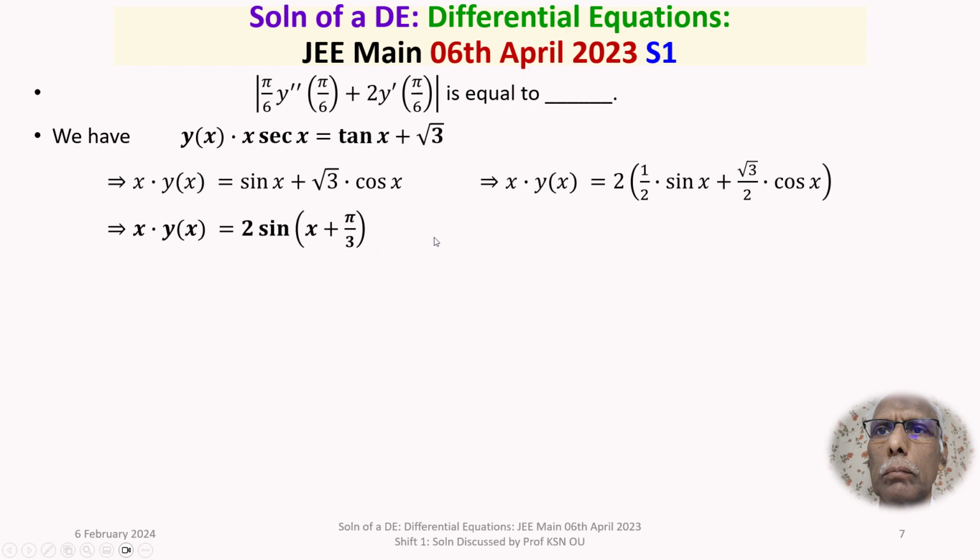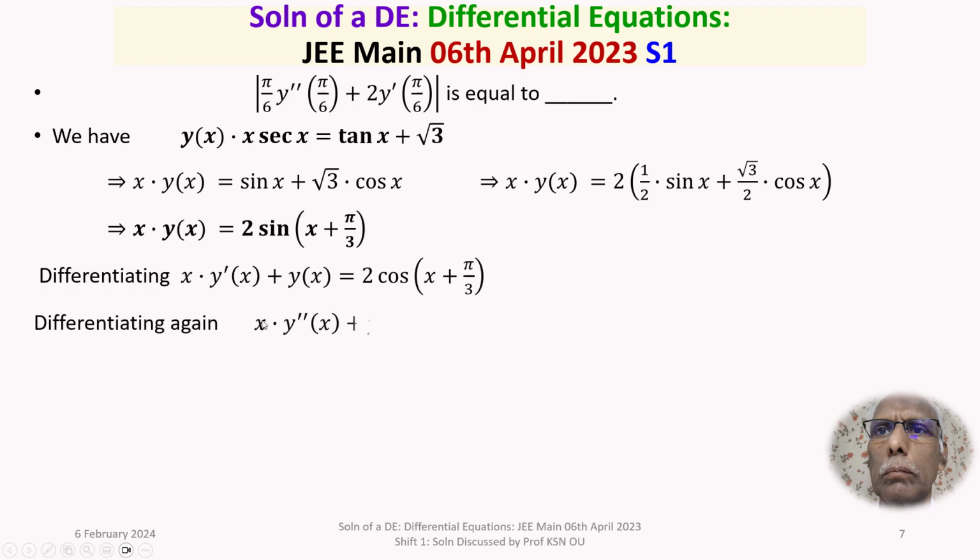Now differentiate once. Why are you differentiating? We want y double prime, y prime and so on. If you differentiate, first x into y prime x plus y of x, and the derivative of x is 1, so this is only y of x, is equal to the derivative of sin, which is cos, 2 cos of x plus pi by 3.